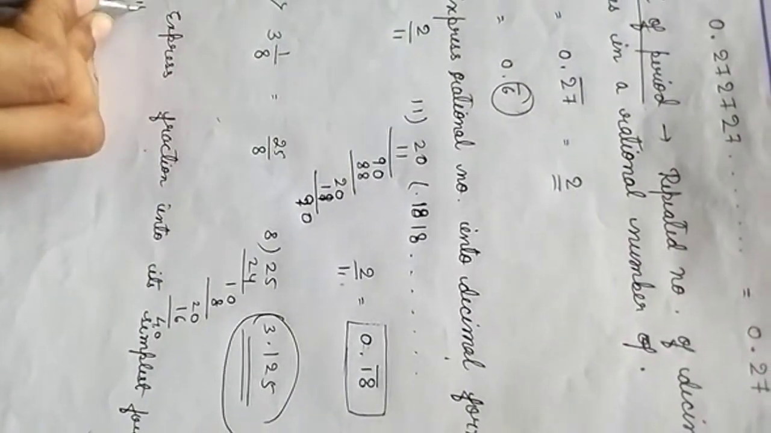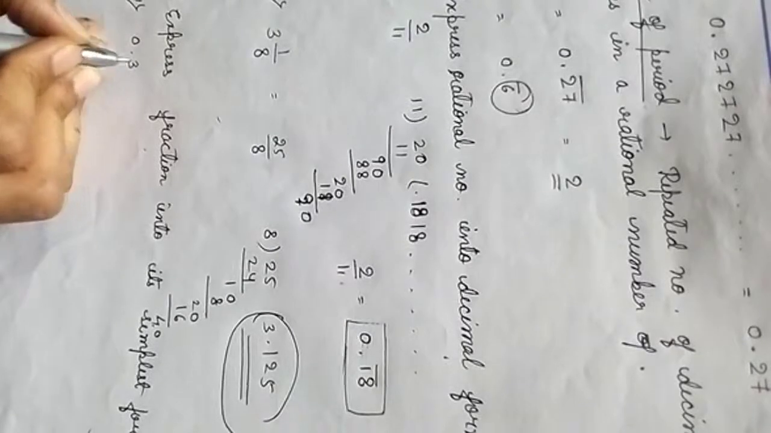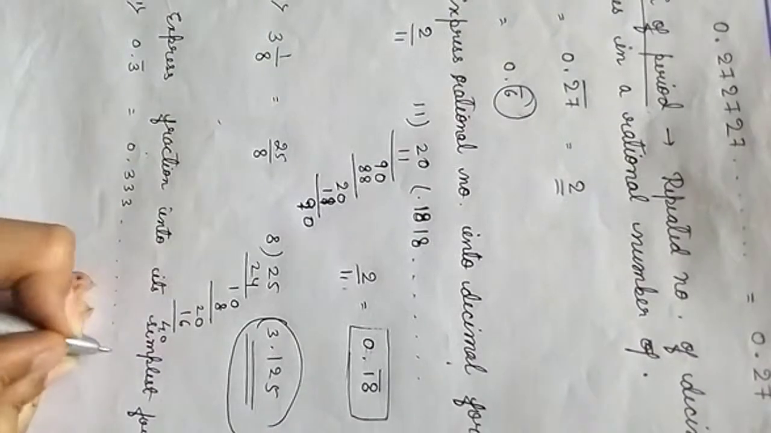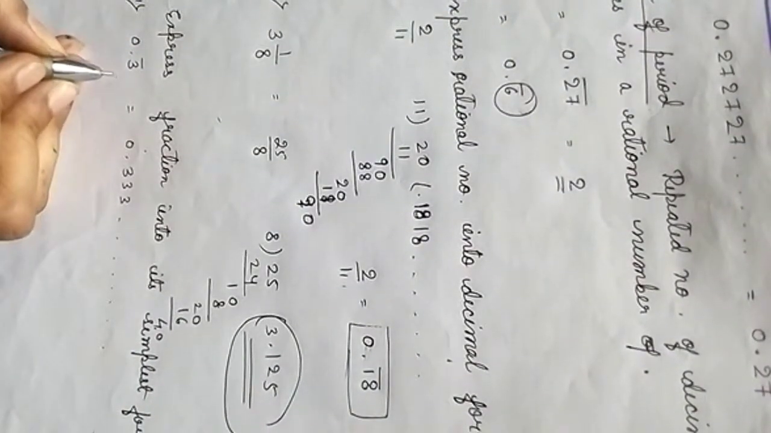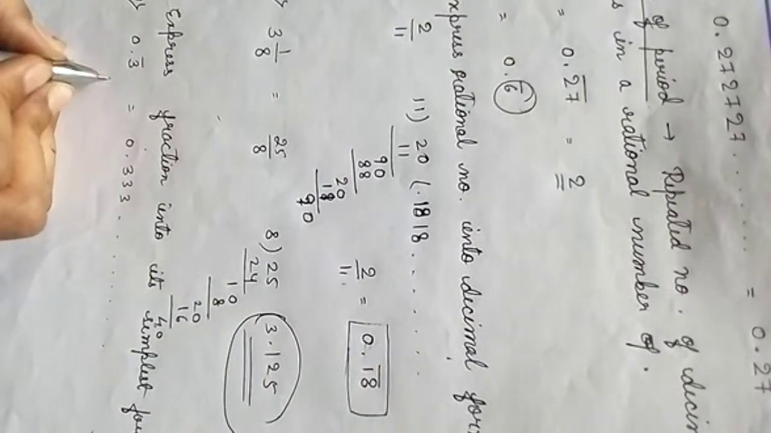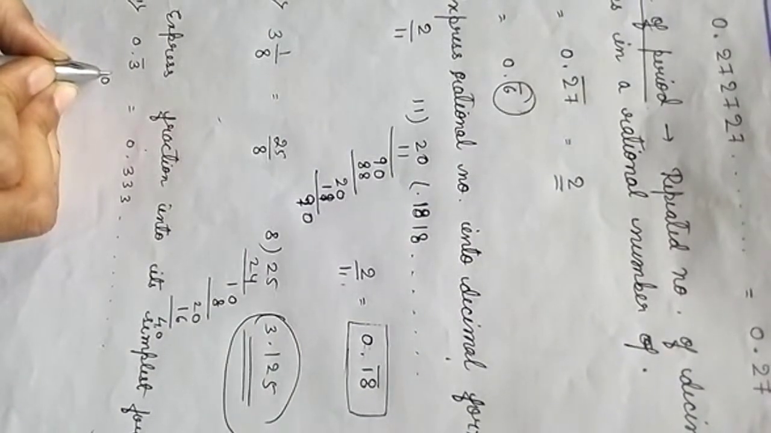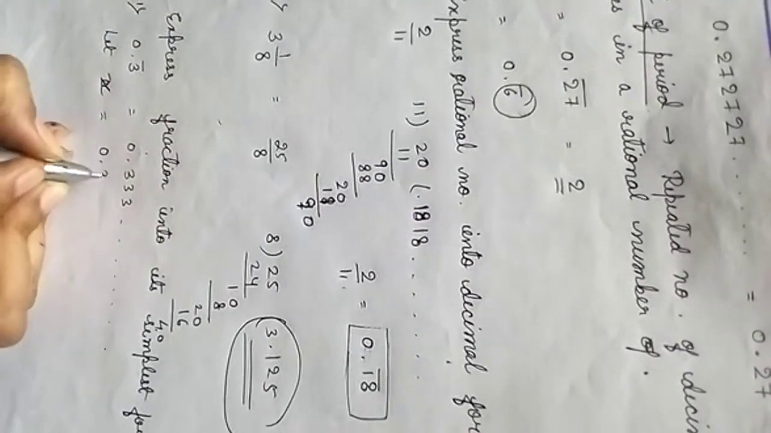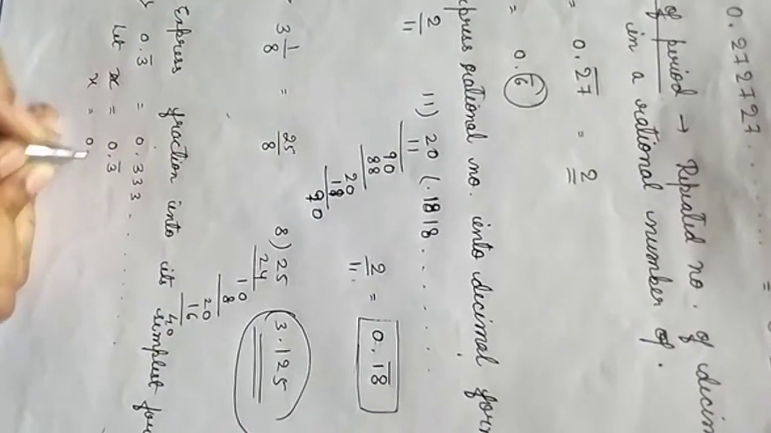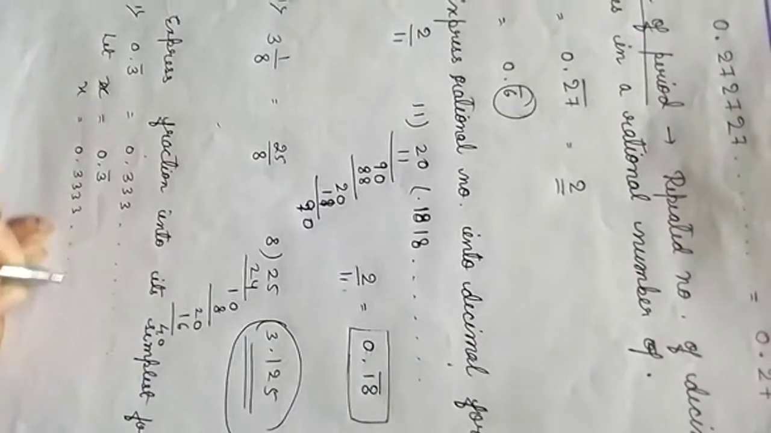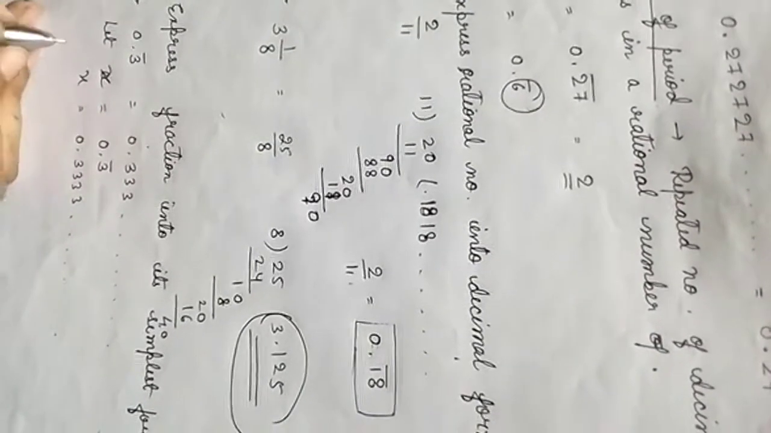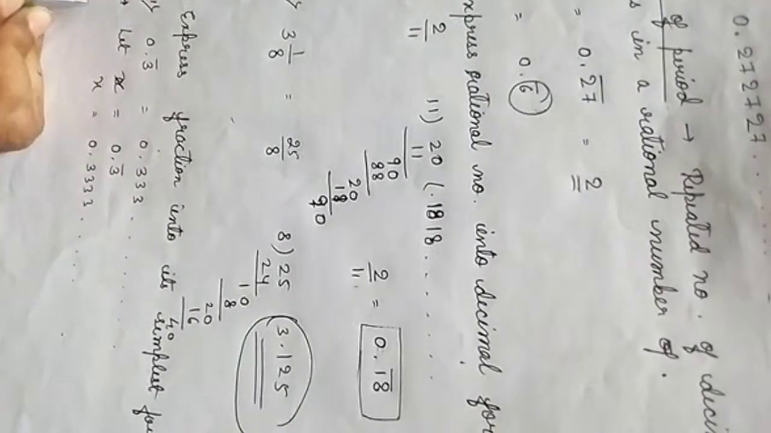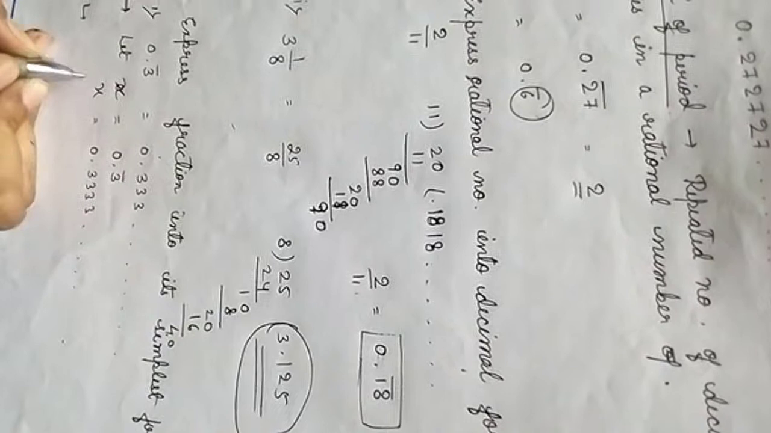Okay, so firstly we'll take an example, that is 0.3 bar, which can also be written as 0.333, which will go until infinity. So what's the method? We will first assume it, like let x is equal to 0.3 bar, then we'll write 0.333 till infinity. What's the first step to do is to take let it as x, then the next step comes to multiply it by 10.